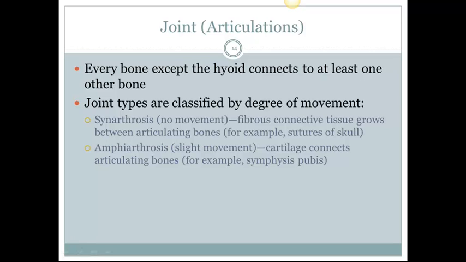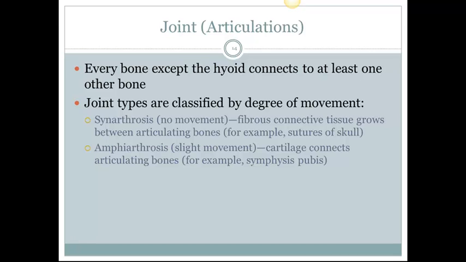Joint articulations. So joints make movement possible for bones. Every bone except for the hyoid connects to at least one other bone. The hyoid bone is the one that anchors the tongue. Joints are classified by their degree of movement, so there are 3 different types. Synarthrosis, which is no movement, fibrous connective tissue grows between articulating bones. An example of this is the sutures of the skull.